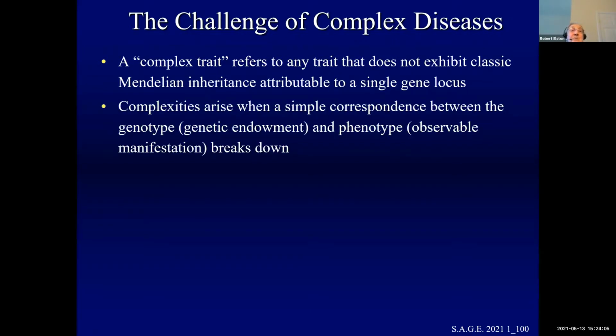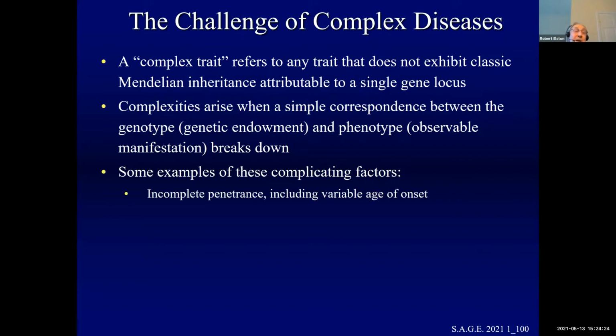Complexities arise when a simple correspondence between the genotype, genetic endowment, and phenotype, the observable manifestation, breaks down. And so we have to allow for these things. What are some examples of these complicating factors? You may have incomplete penetrance and not allow for it in the analysis. You may have variable age of onset and not allow for it in the analysis. You may have difficulties of phenotypic definition. By the way, the first two, incomplete penetrance and variable age of onset, we can allow for in S.A.G.E., as long as we have the right sample to estimate what to do about these complicating factors. If you have difficulties in phenotypic definition, there's not much I can do for you. It's up to you to define exactly what you mean.